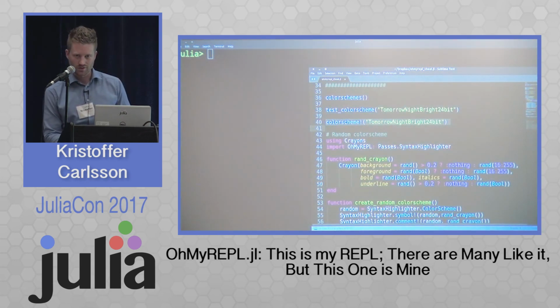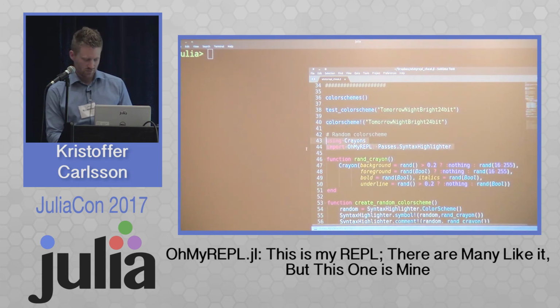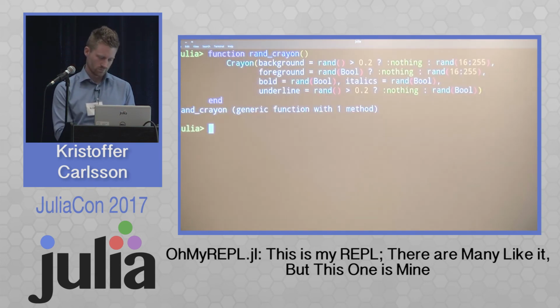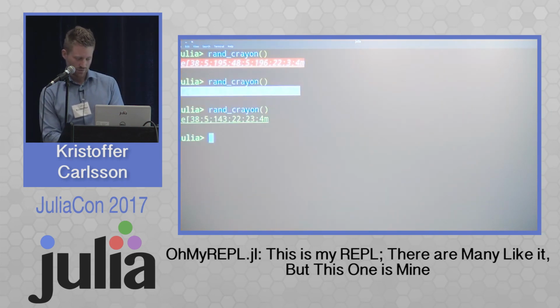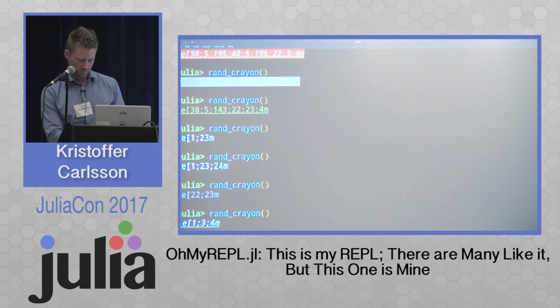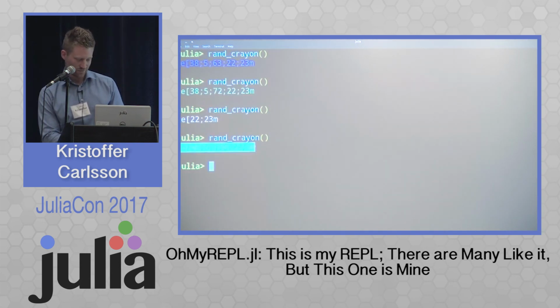And I thought we would do an interesting experiment in generating a random color scheme. First I have to just import some stuff. And then I define a function that creates a random crayon. You can see here I'm adding a background with some probability, and I also have a random number in this range for the color, same for the foreground and bold and so on. So we can now generate some random crayons. There's a lot of white ones in a row. Okay, it seems to work.